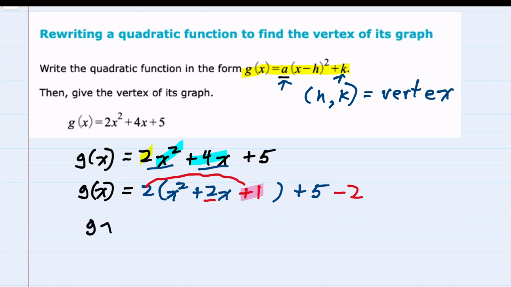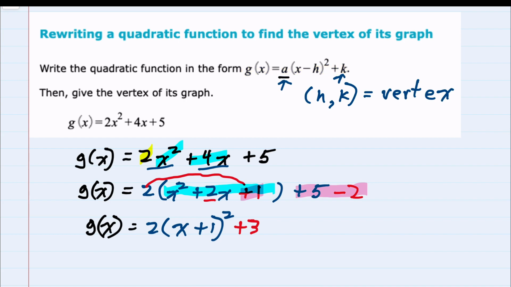I still have just my g of x on the left-hand side. My 2 coefficient is still outside, but since this is now a perfect square, I can write it as x plus 1 quantity squared, and then outside of that, 5 minus 2 would be a plus 3. I now have standard form.